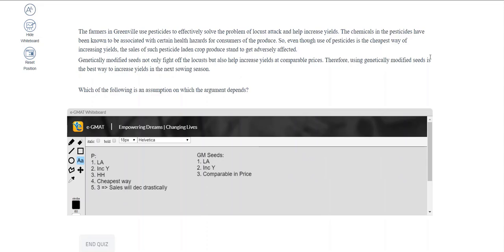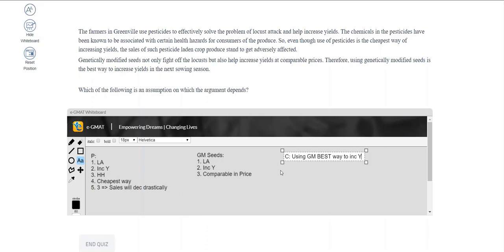Therefore, using genetically modified seeds is the best way to increase the yields in the next sowing season. So we have reached a conclusion. The conclusion is using genetically modified seeds is the best way to increase the yield. Simple, right? And what was the logic used by the author? The logic is that genetically modified seeds provide the same benefits as pesticides and they cost pretty much the same, but pesticides have a negative health impact. So the logic of the author is clear, the conclusion is clear.